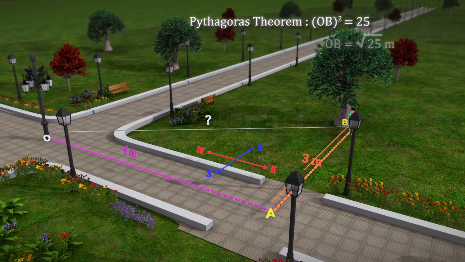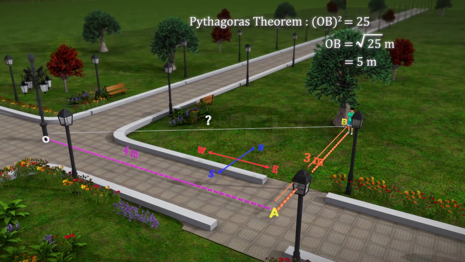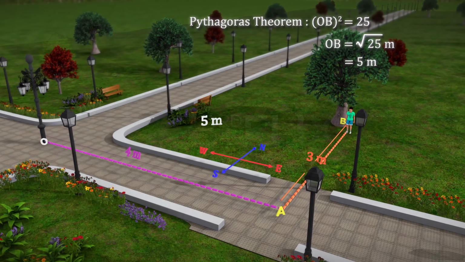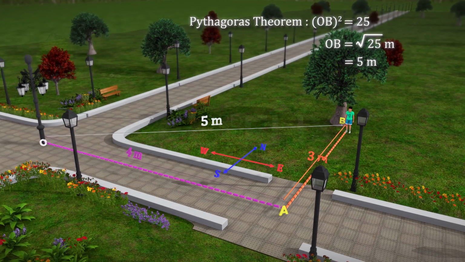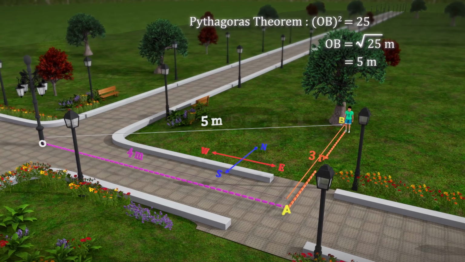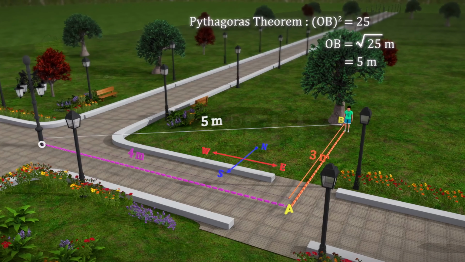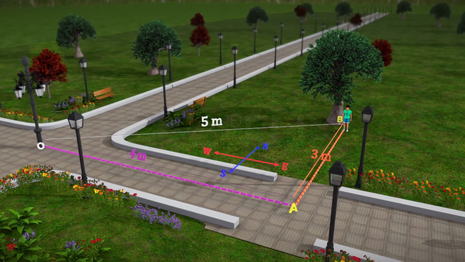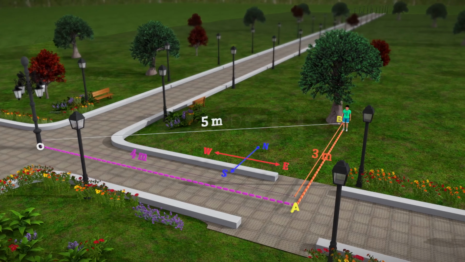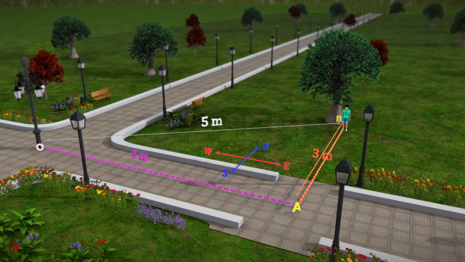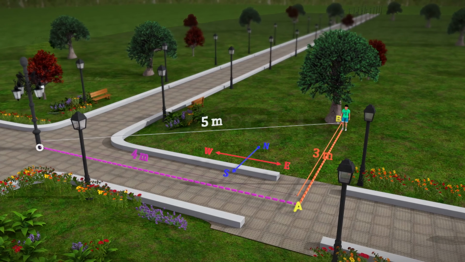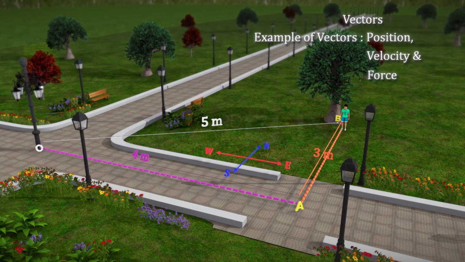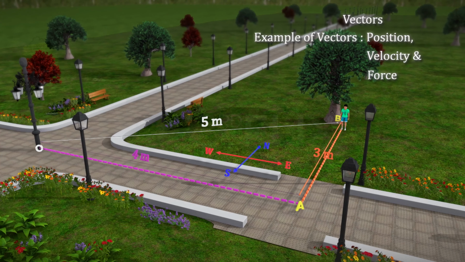The final position of the boy is at a distance of 5 meters from the starting point along the line joining OB. You can observe that our concerned quantity, the position of the boy, has not been added algebraically. Such quantities that require both magnitude and direction to be represented and cannot be added numerically are called vectors. Position, velocity, and force are some examples of vectors.